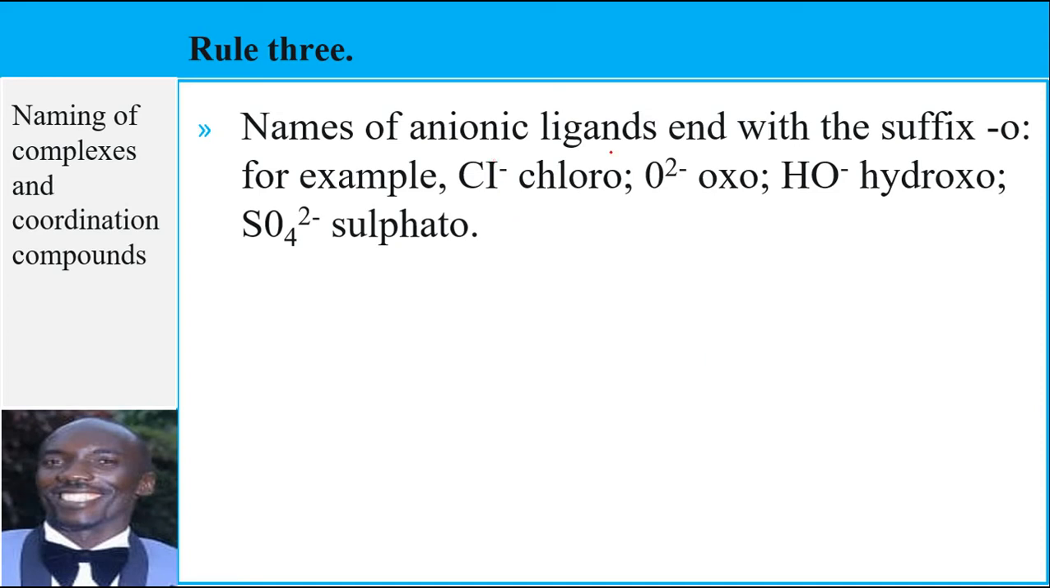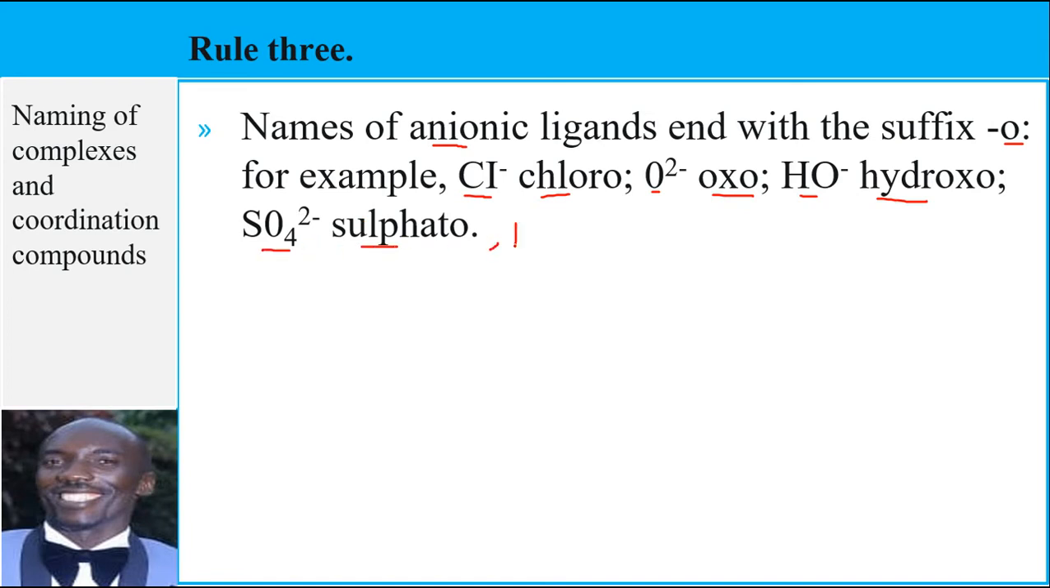So we go to rule number 3. Names of anionic ligands end with suffix O. So what do we mean? Anionic ligands are the ones which are negatively charged, like the chloride. You can see it here, it turns to chloro. An oxide turns to oxo, then hydroxide turns to hydroxo, then a sulfate turns to sulfato.